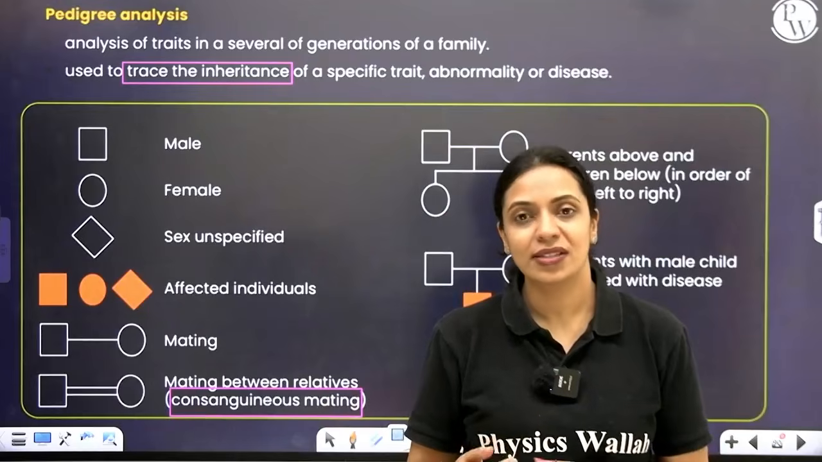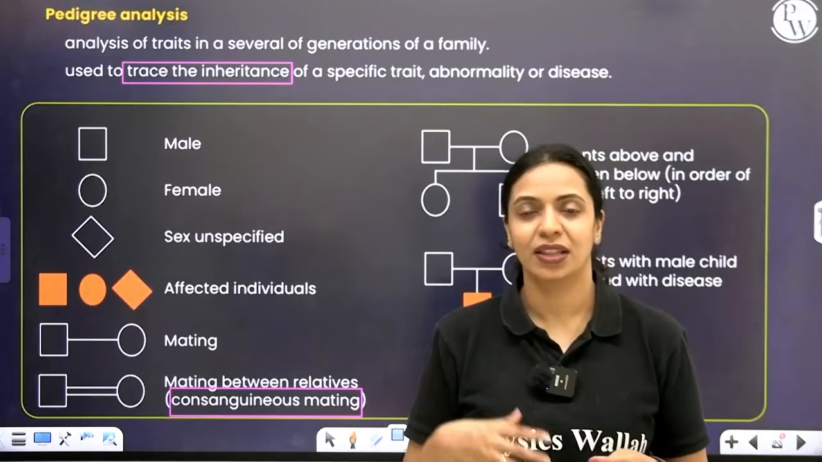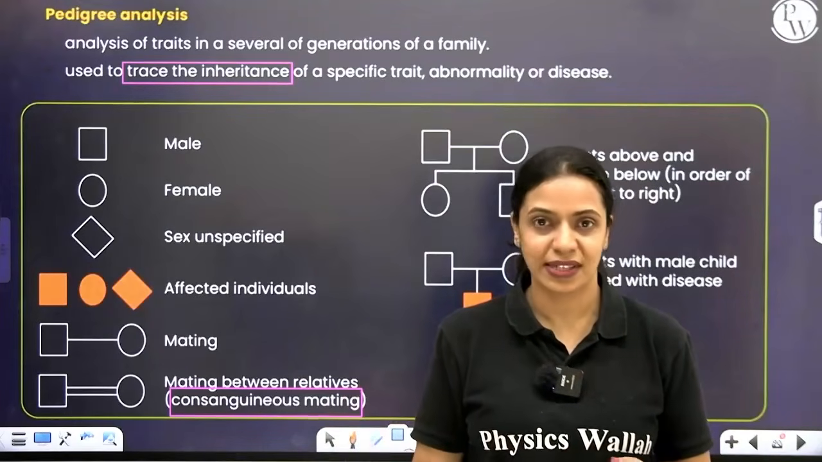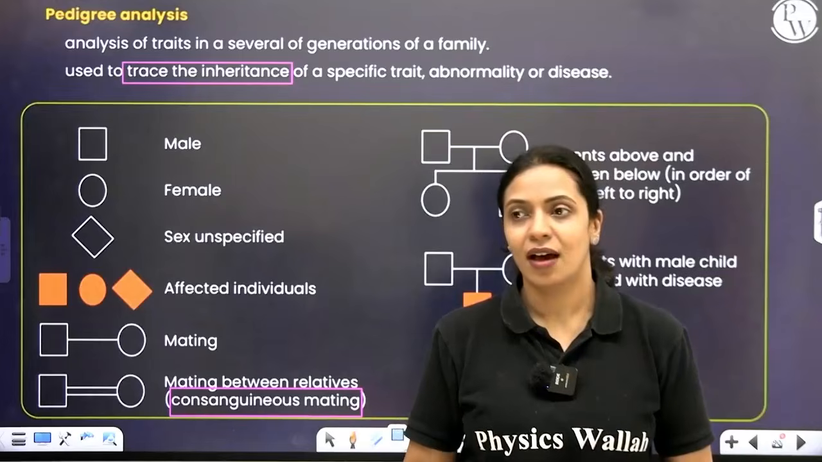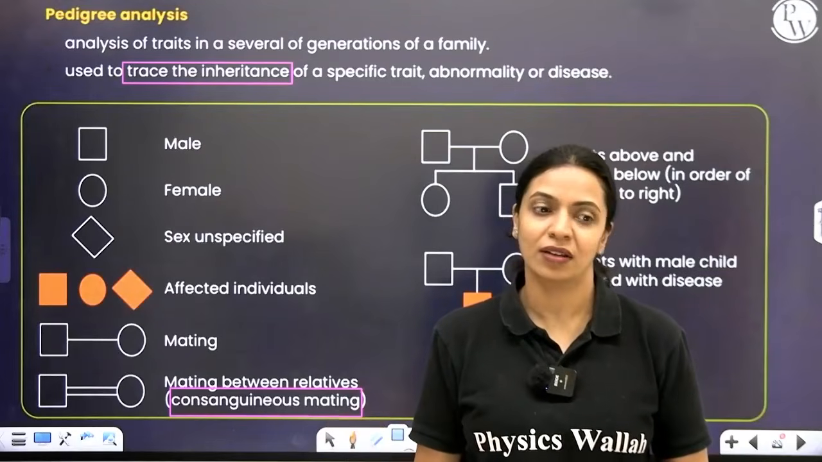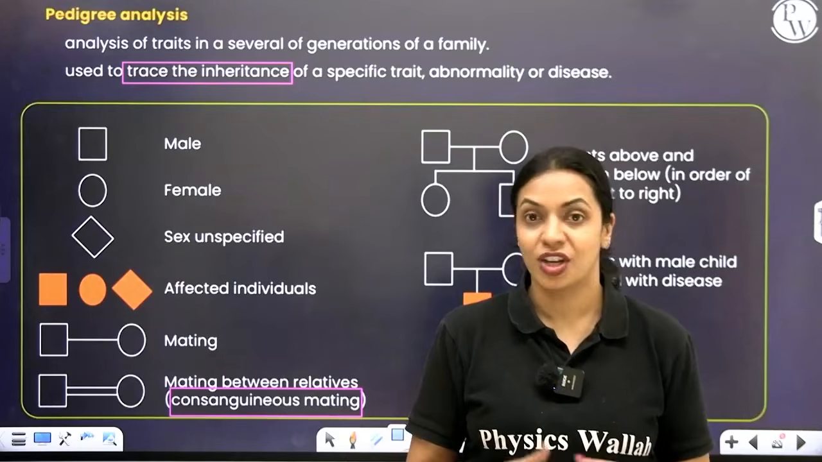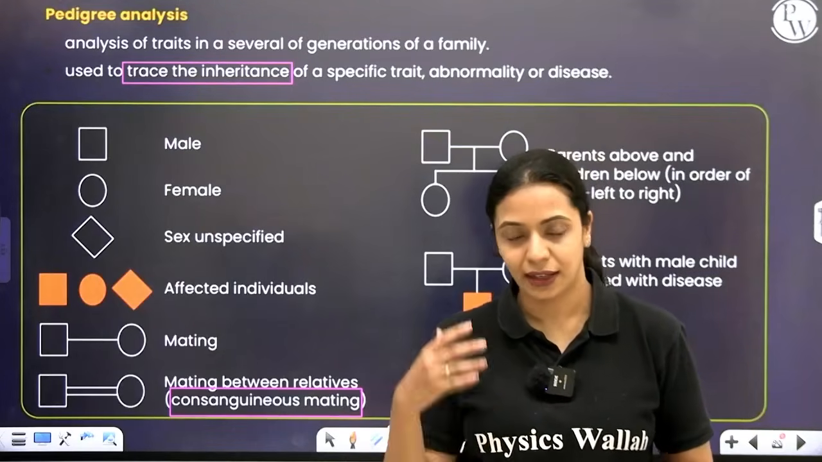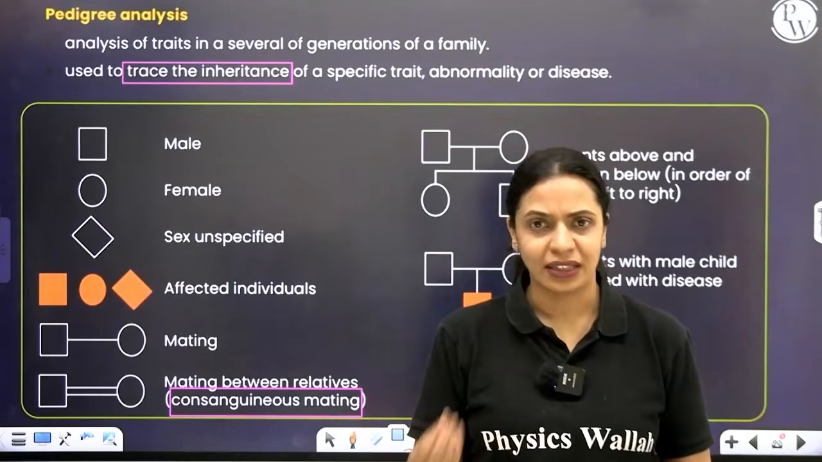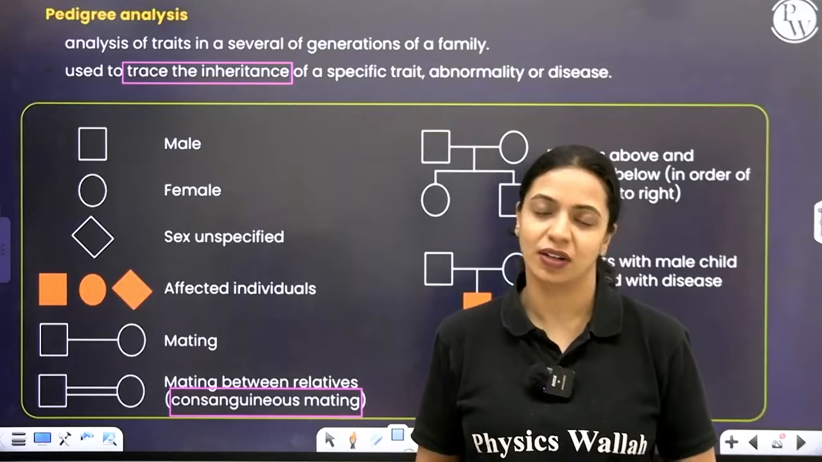Because you can see many times when there are closely related individuals getting married and having children, they are more prone to having chromosomal or genetic disorders, or you can see deafness, being dumb, or mental retardation in such individuals.